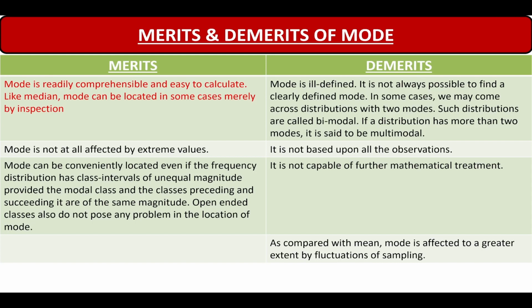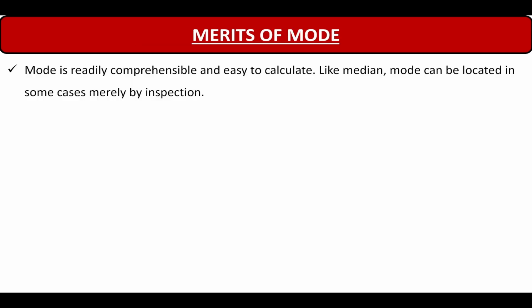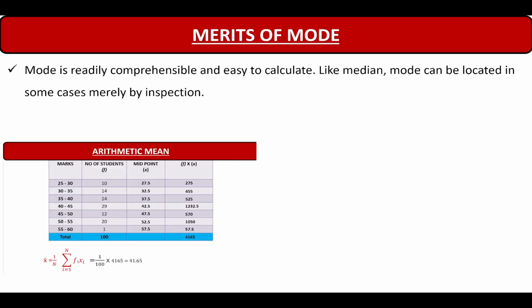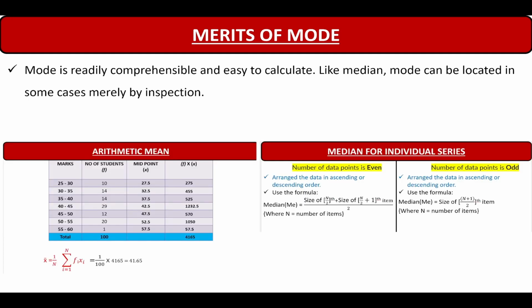Coming to the first merit of mode, mode is readily comprehensible and easy to calculate. If you remember, if we had to calculate arithmetic mean or median, we used to use an algebraic formula. But if we want to calculate mode for individual discrete series by inspection method, we don't require any formula. That's why it is said that mode is readily comprehensible.